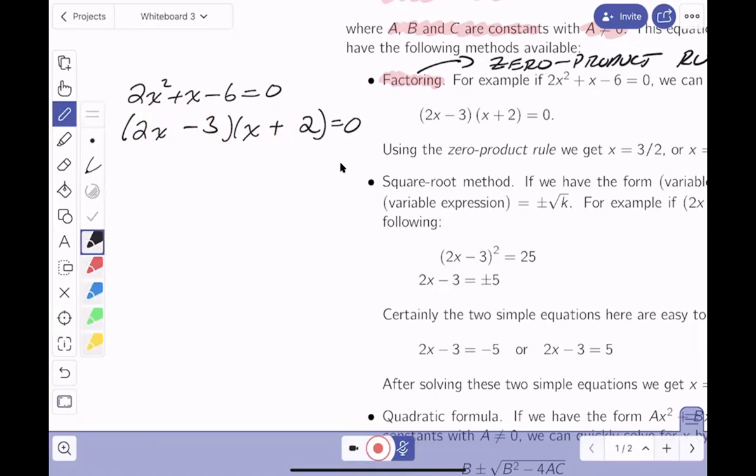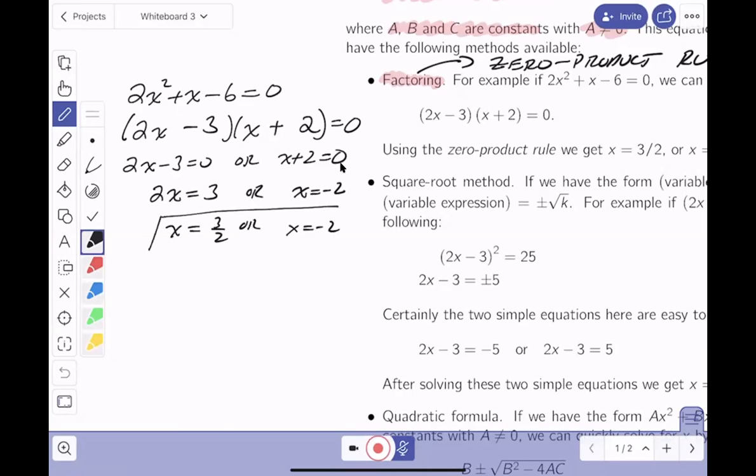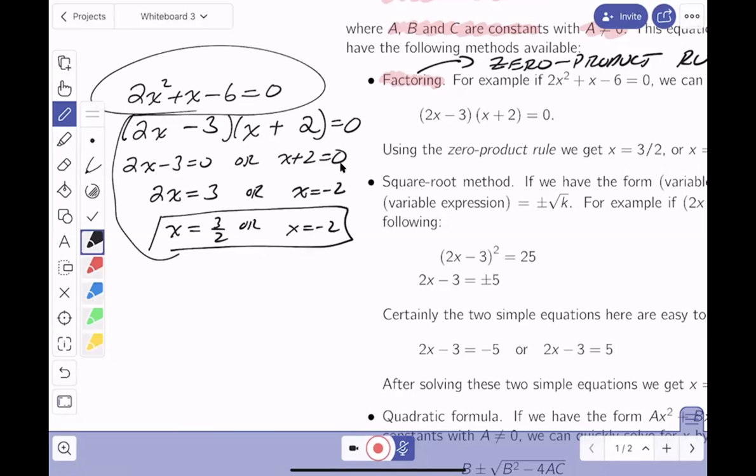Then what do we have? We have the zero product rule. What's the rule? We set each factor equal to 0. We've done this in the past many times, and solve those simple linear equations. What does this give me? 2x equals 3, and this gives me x equals 3 halves. Or, this is connected by an or, by the way, x equals minus 2. What would we recommend you do? We would recommend you check it. Where do you check it? Back in the original.